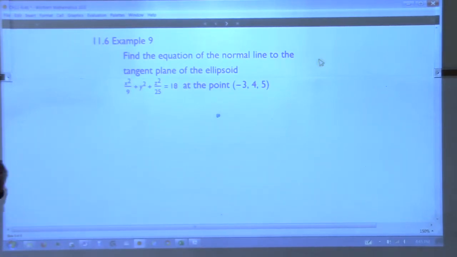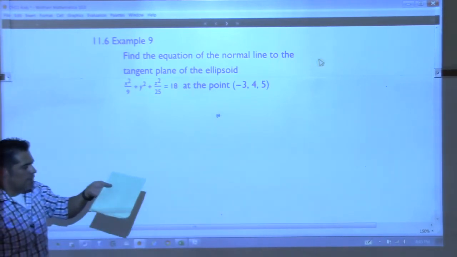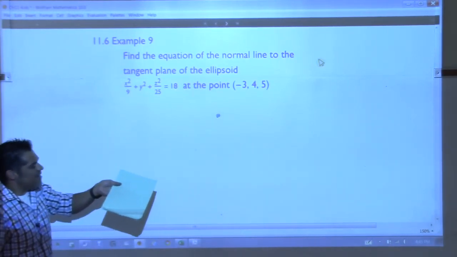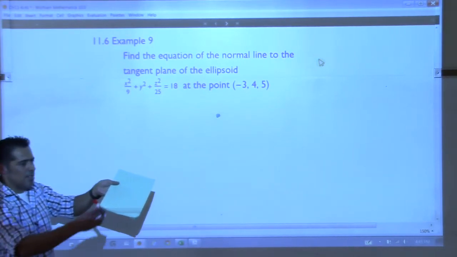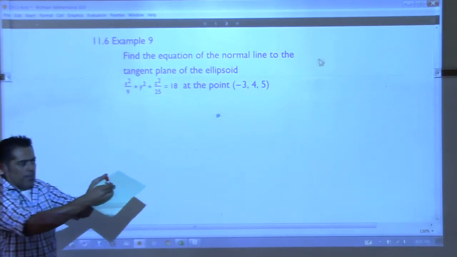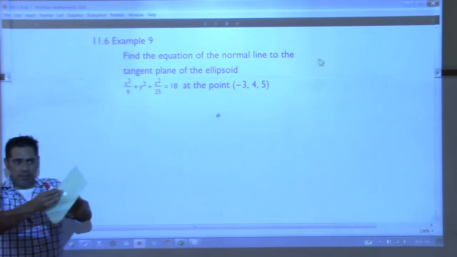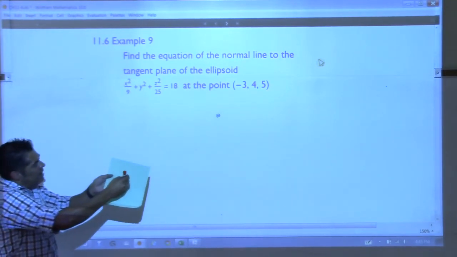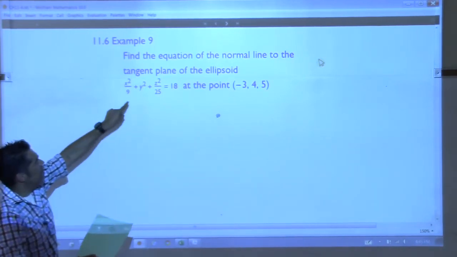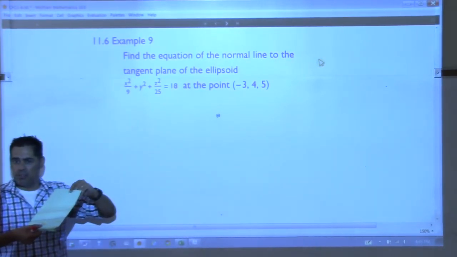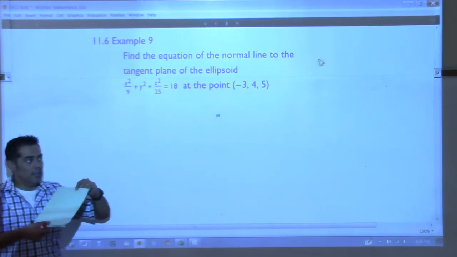So the previous one was find the tangent plane, right? So when you have a plane, okay, we found the equation of this tangent plane. This is asking to find the equation of the normal line. The normal line is a line that is perpendicular to your plane. So basically, this is asking for the line that's coming out of this plane at the point at which this is tangent to the ellipsoid.